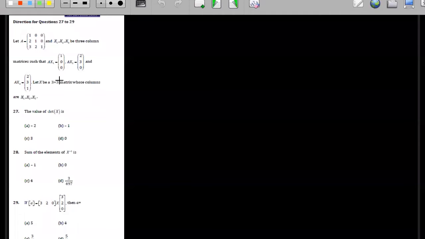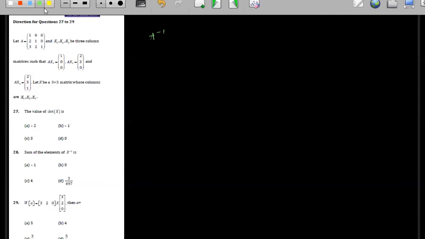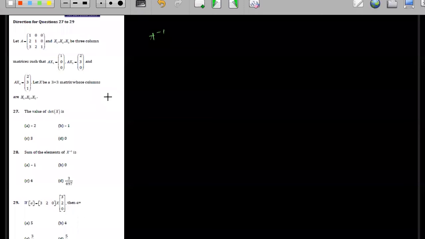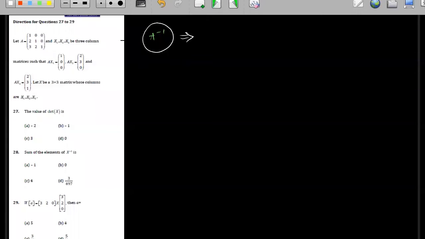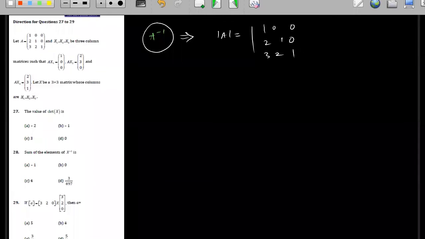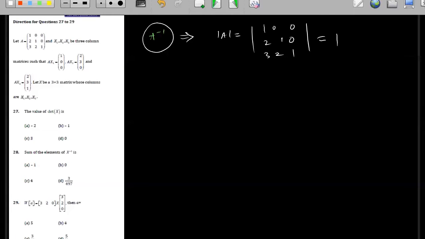Just by looking at this question, blindly start solving by finding A inverse of the matrix. To find A inverse, first you have to find the determinant of A. So determinant of A for the matrix 1, 0, 0; 2, 1, 0; and 3, 2, 1 will become 1 into (1 minus 0), so determinant of A is 1.